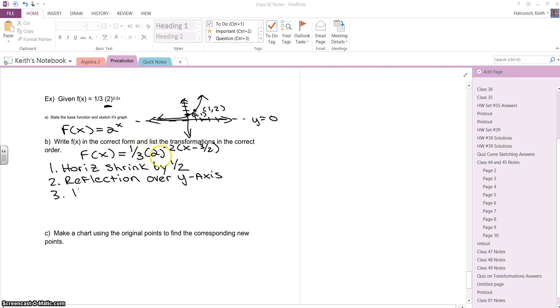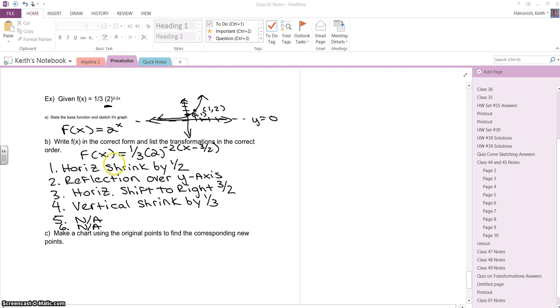We have a horizontal shift to the right 3/2. We have a vertical stretch, or sorry, vertical shrink because of the 1/3 in front of the 2. Remember, anytime it's vertical, it's exactly what you think, whereas horizontal is always the reciprocal or opposite. There is no negative sign in front of the 1/3, and there is no vertical shift. There's no +1 or anything outside.